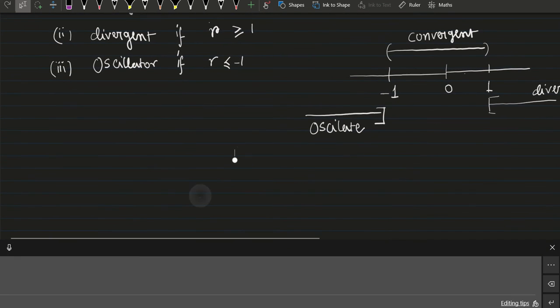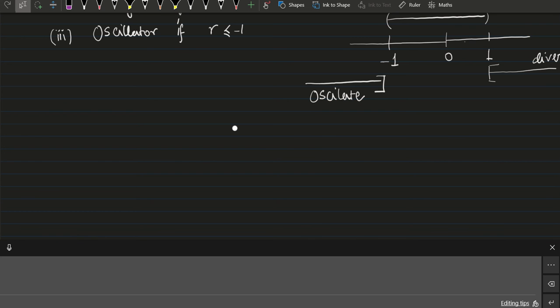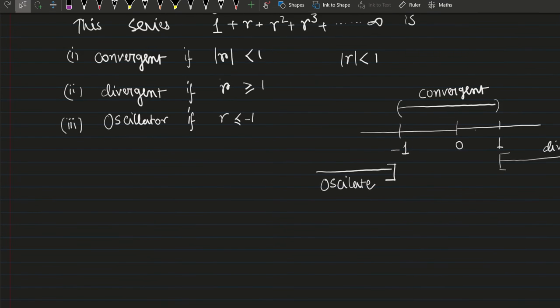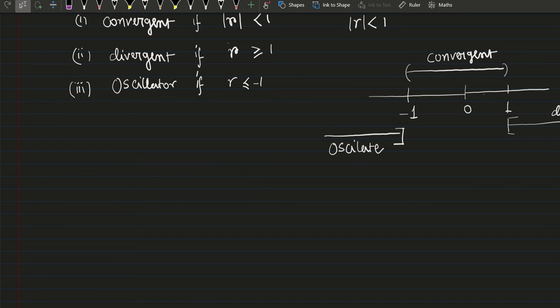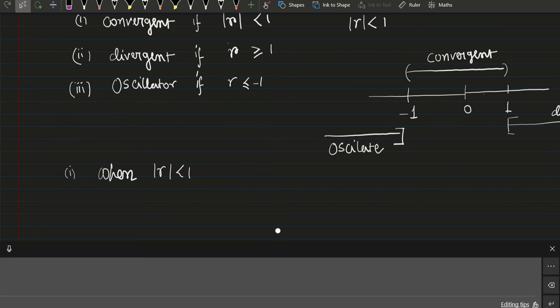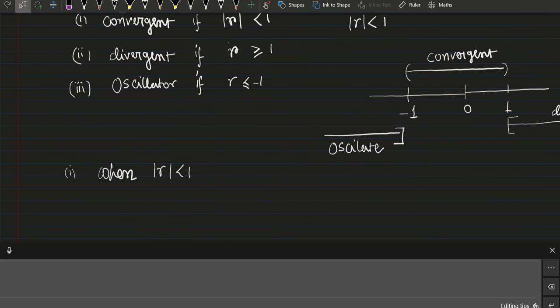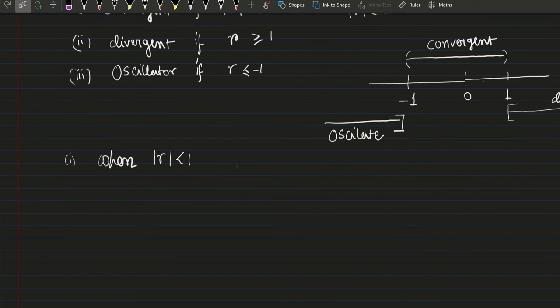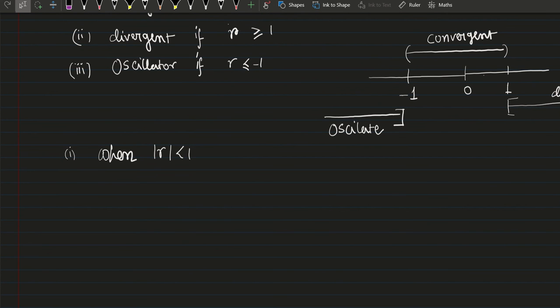So let's prove it. What is the proof? First, it is convergent if modulus of r is less than 1. So when r is less than 1, what is the summation?